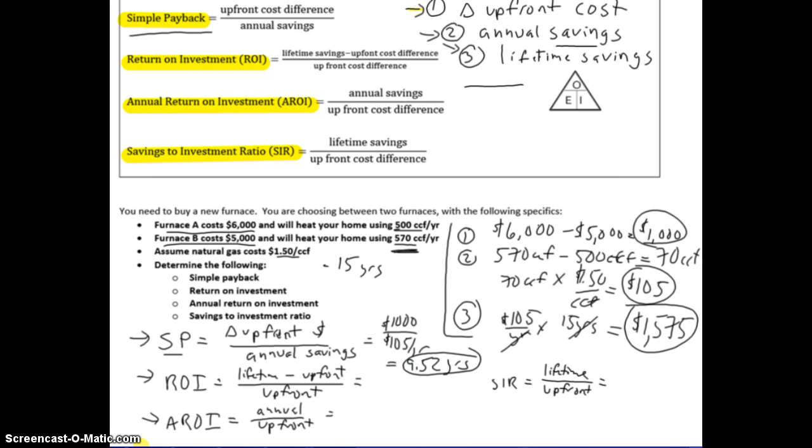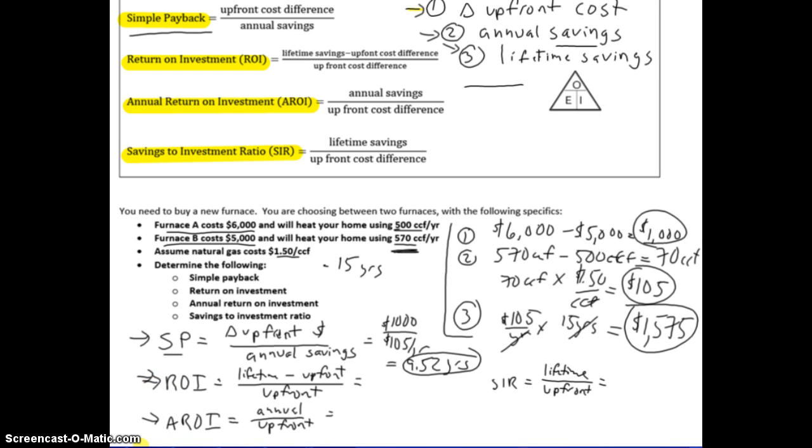Okay. So what does that tell me? That tells me if I have all of these specifics here, I'm paying $1,000 and I'm saving $105 a year. In just under 10 years, I'll break even. It'll pay for itself. So let's look at the return on the investment right here.